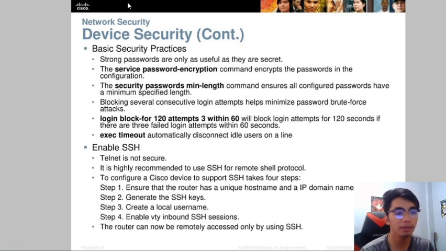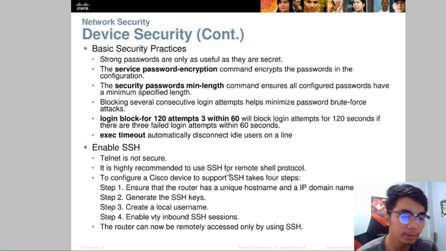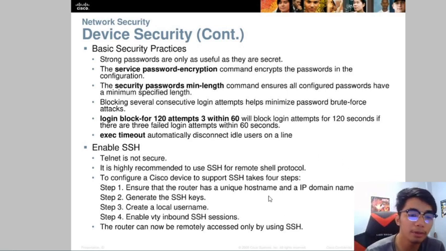Then login block-for 120 attempts 3 within 60: it blocks the login for 120 seconds if there are 3 failed attempts within 60 seconds. Then exec-timeout automatically disconnects idle users on a line. Then enable SSH, because Telnet is not secure. It is highly recommended to use SSH as the remote shell protocol.